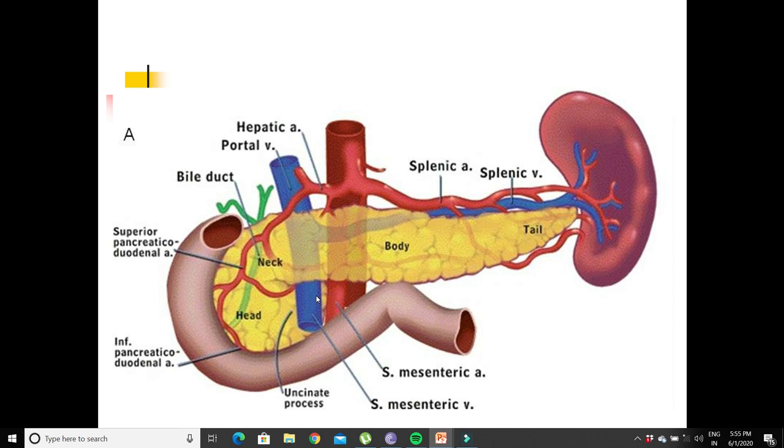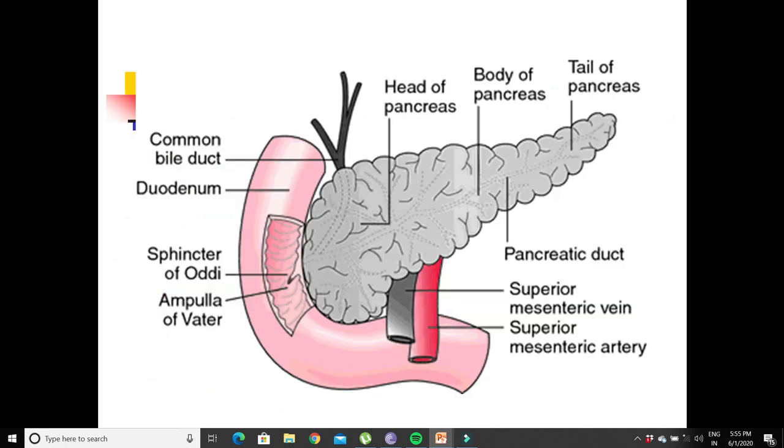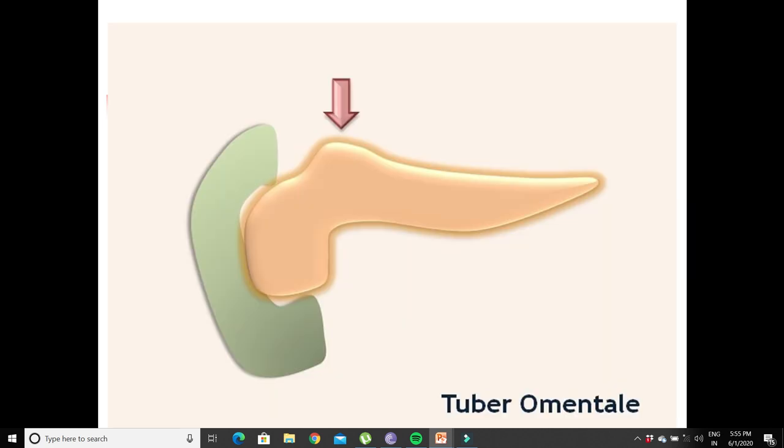Okay. Next, let's see the two vessels once again, mesenteric vessels, artery and vein, which are in relation with the inferior border of the body of the pancreas. Here comes the tuber omentale. It is a slight projection on the superior border.